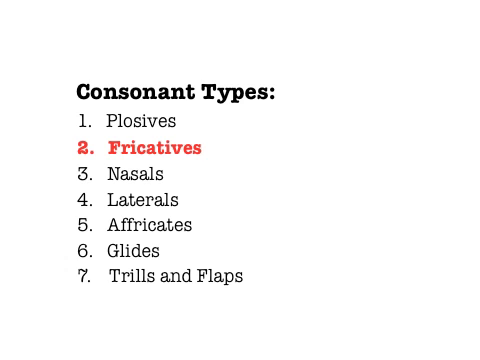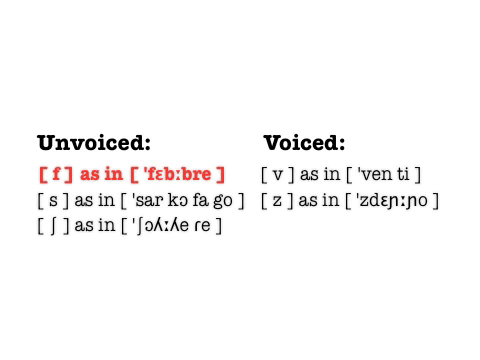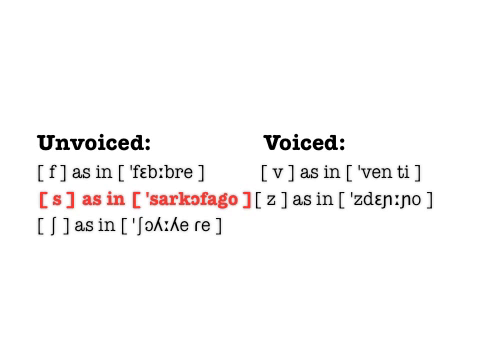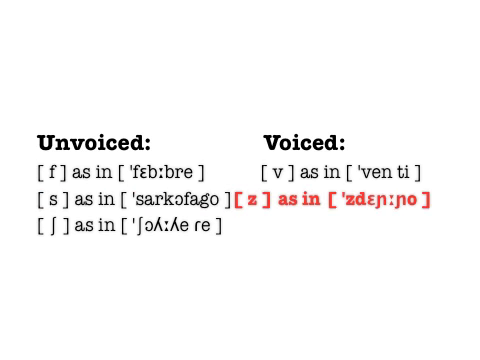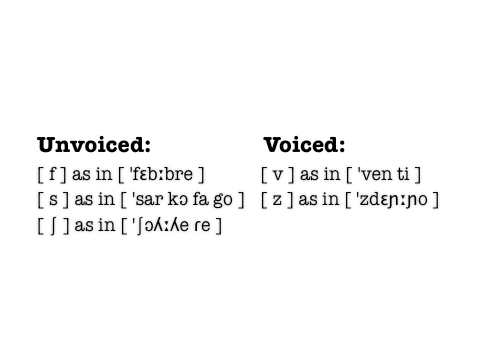Like with plosives, Italian has voiced and unvoiced fricatives. Unlike with plosives, these are pretty easy to tell apart from each other. All of Italian's fricatives also exist in English, so English speakers don't usually have a hard time pronouncing them. The fricative sounds in Italian are f as in febbre, v as in venti, s as in sarcofago, z as in sdegno, and sh as in sciogliere. Do note the IPA symbol for sh, since it's one of those IPA symbols that you'd be unlikely to figure out just from looking at it.